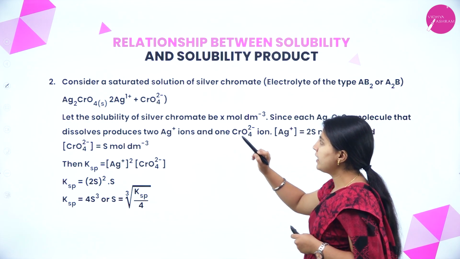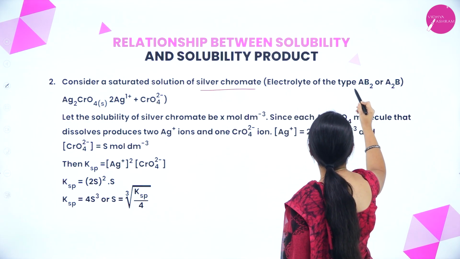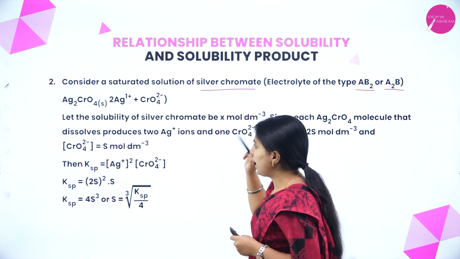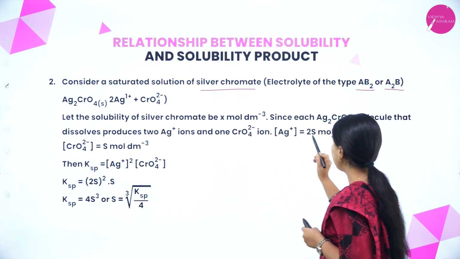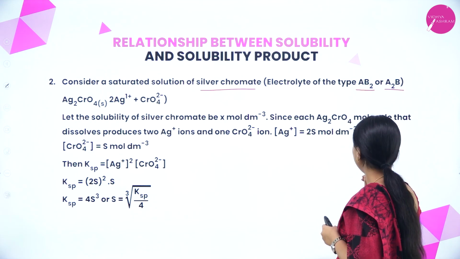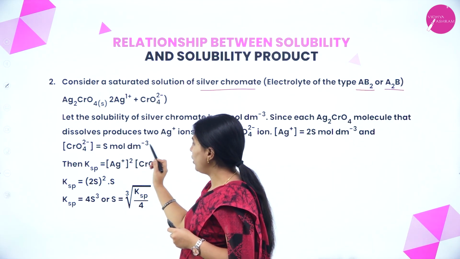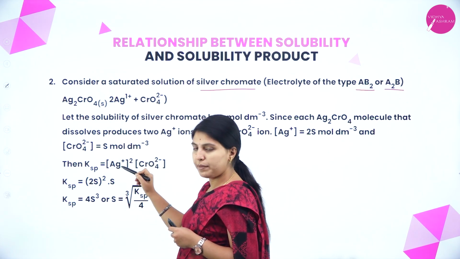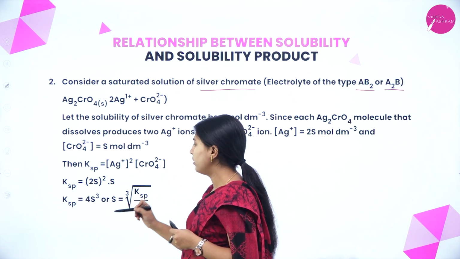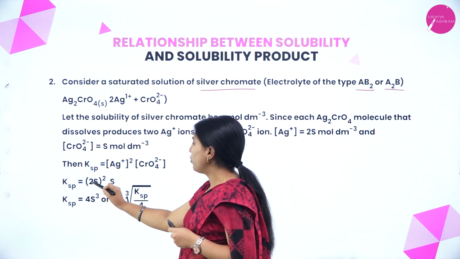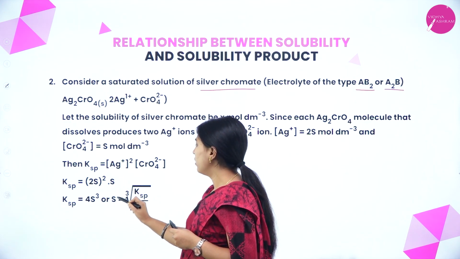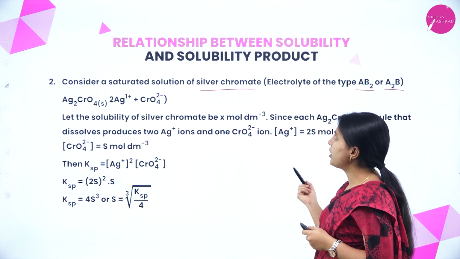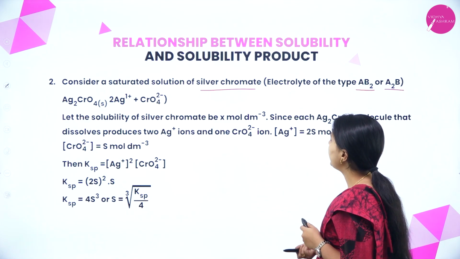Another example, consider a saturated solution of silver chromate, that is A2B type. Here also silver chromate will form Ag plus and chromate 2 minus. For Ag plus, 2S mol per dm cube will form, and for chromate, S mol per dm cube. Okay, 2S square into S will form. These two steps are common steps which we have seen before in the derivation. Ksp equal to 2 into 2, that is 4S cube, or S will be equal to the cube root of Ksp by 4. This is about the relationship between solubility and solubility product.